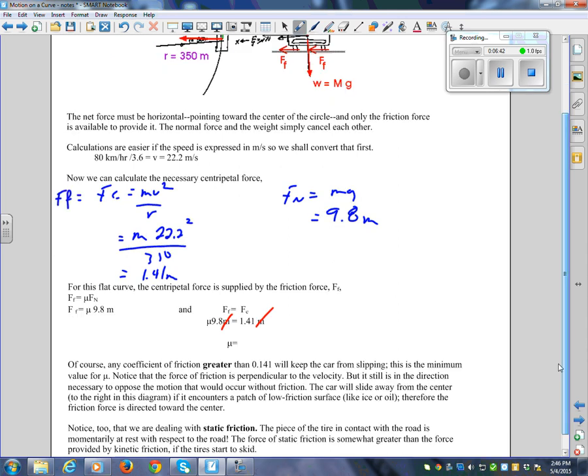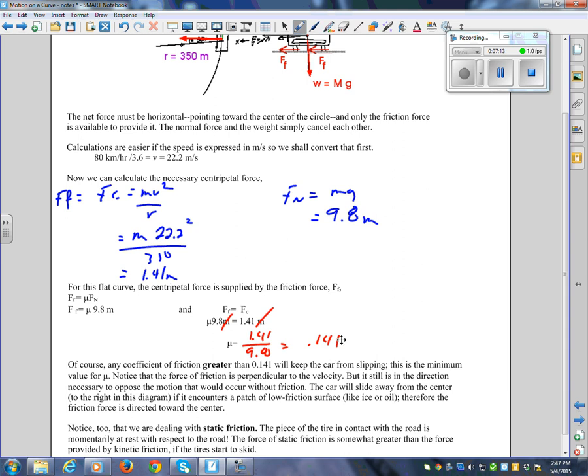So what is my mu value equal to? 1.41 divided by 9.8, which is about 0.141. This is the mu value that will prevent the car from slipping. Is that a big or a small value for mu? Average. Big. Wood on wood is about 0.2 or 0.3, right? 0.25 or so. So that's pretty small.